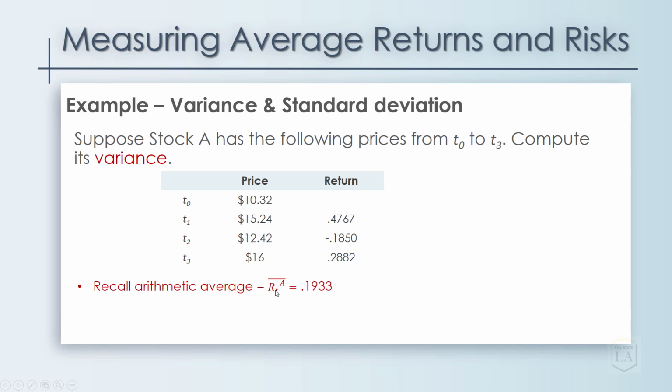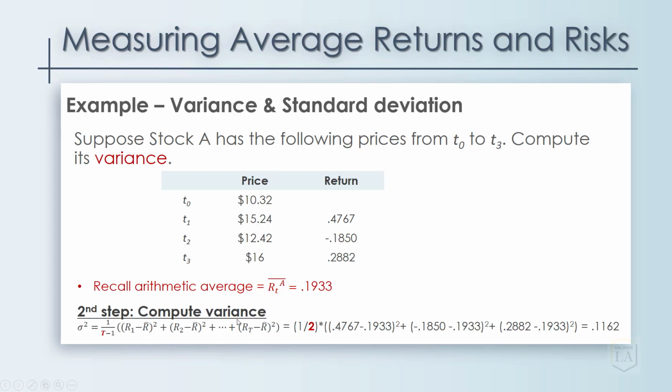So from our earlier slide, our arithmetic average was 0.1933. And then to compute the variance, the original formula was the difference in returns. Each return, you just take the difference between this observation return and the average return. So deviation from the average, deviation from the mean.